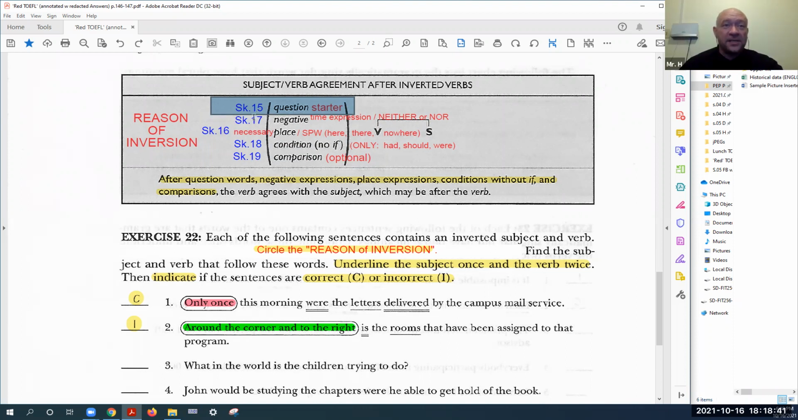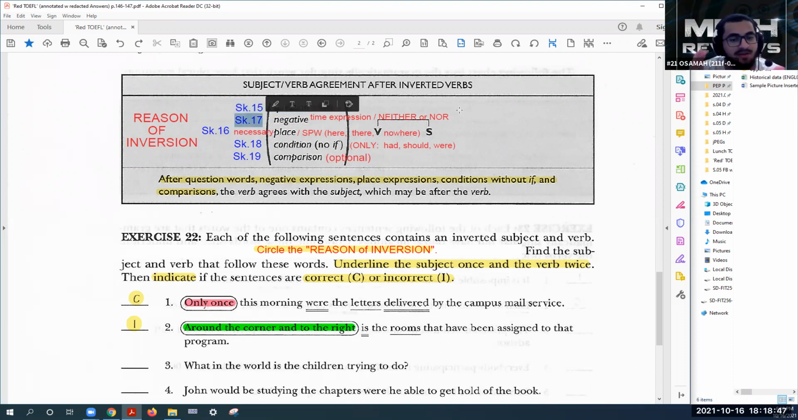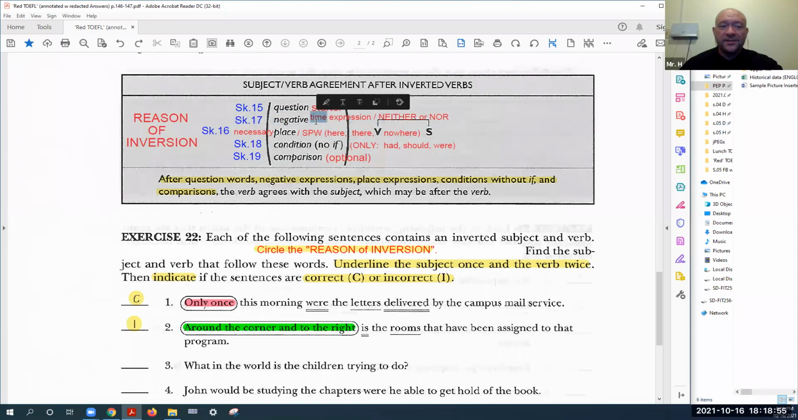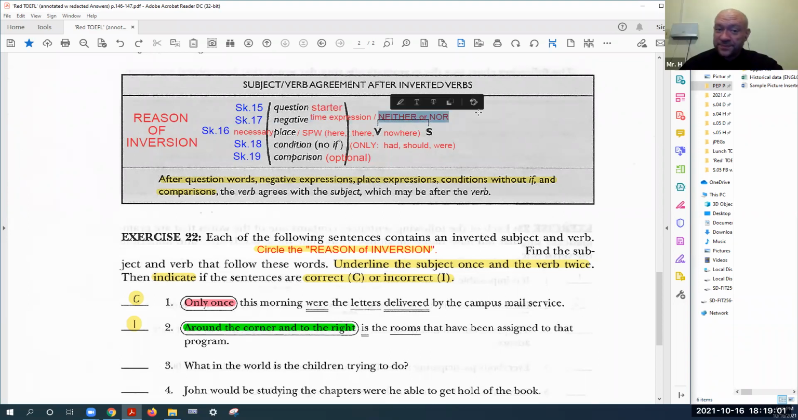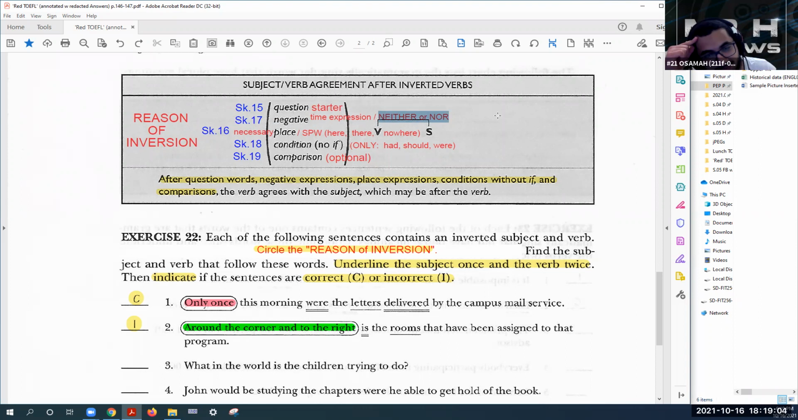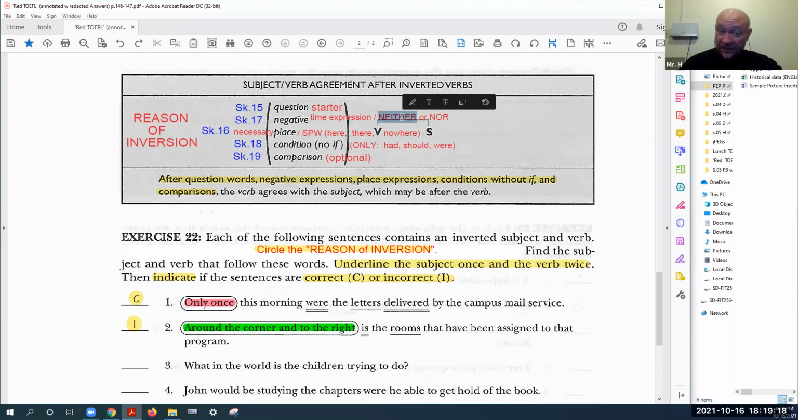Then Osama, how about the next one? 17. Negative. Not all negatives invert, a time expression or... Yes. Neither or nor. Exactly. Okay. All right. I have a question. Why neither or nor? Why isn't it neither and or nor? Because when they come together, we use parallel structure.